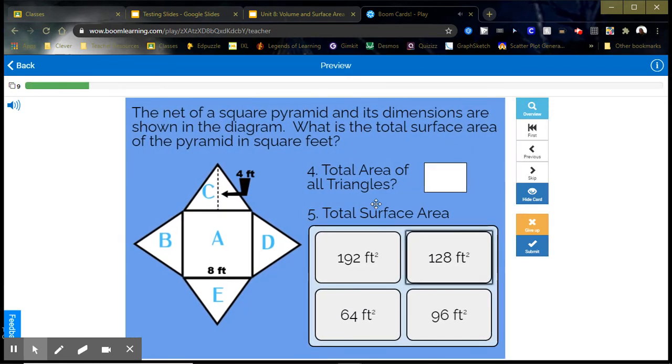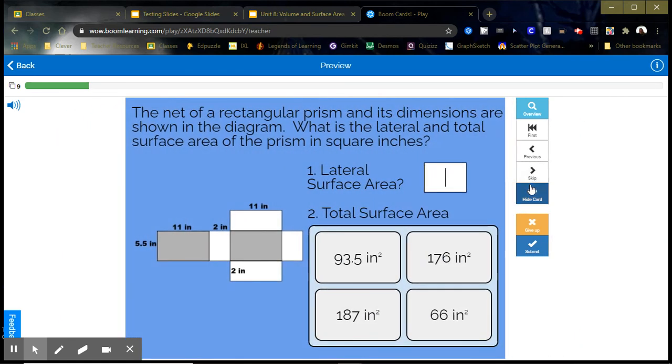And then here you're going to total the area of all the triangles. So that area of the triangle was 16, so I'm going to do 16 times 4 there. And then I'm going to do the total surface area here. So I'm going to add whatever 16 times 4 is, and then the 64 for the square, and then choose the answer.